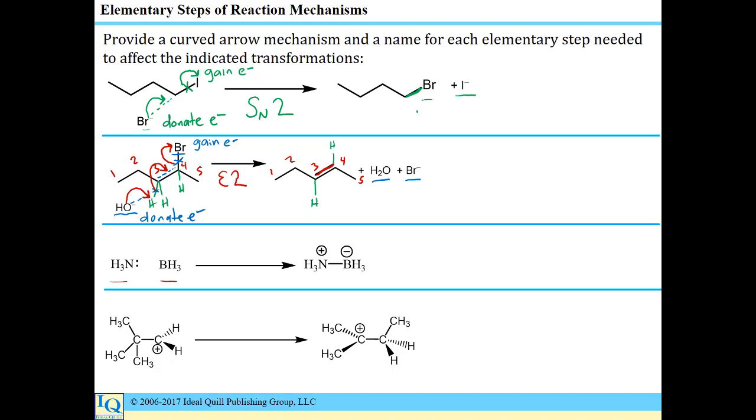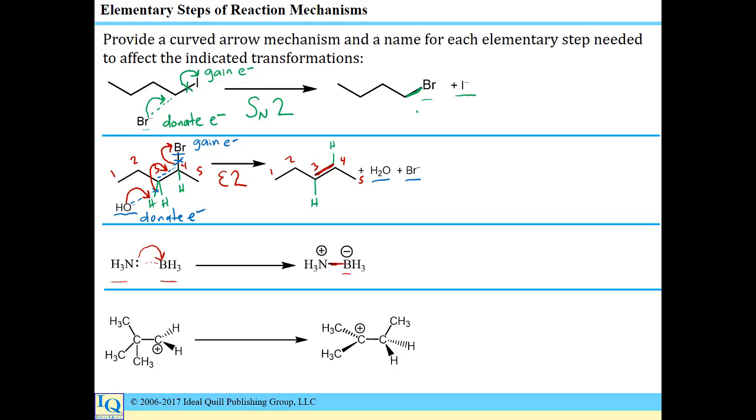Next, we see ammonia and borane coming together with a new bond established between the two, so we need to put some electrons in this space between the nitrogen and the boron. And we see that the nitrogen needs to become positive, so the nitrogen needs to give electrons away. On the other hand, the boron will become negative in the product from being neutral in the starting material, so it needs to gain electrons.